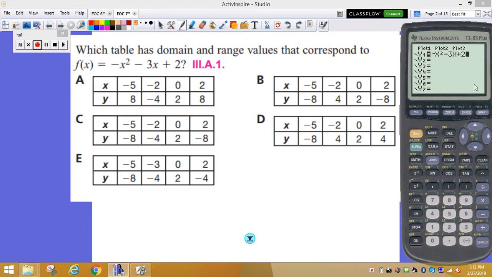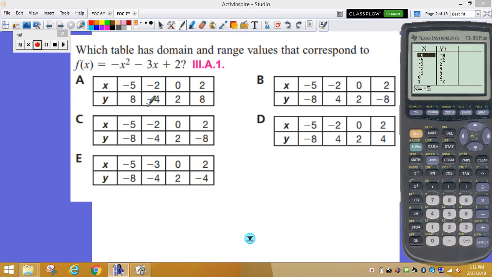Okay, now this is not a graph, so hitting graph is not going to help us. But if you look right above graph, there's a word table, which is exactly what we want. So I'm going to hit second graph, and that gives me this table. Now, you may think, oh no, look, it doesn't have -5. My table just starts at 0. Well, we can scroll up and down to get wherever we want on our table. So I'm going to go up to -5. At -5, the answer is -8.